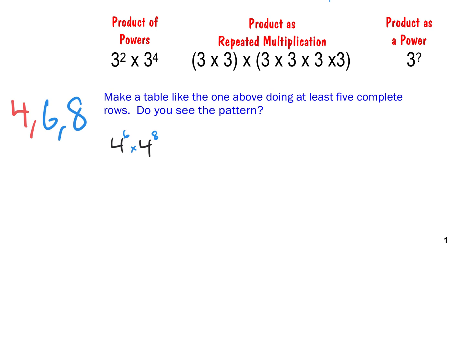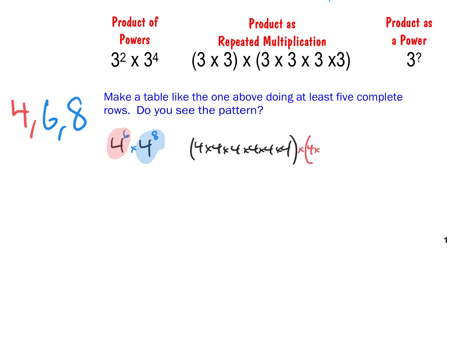In order to make it make a little bit of sense, we're going to take each of the powers, starting with 4 to the exponent 6, and write them all out in expanded form. So 4 to the exponent 6 means 4 times 4 times 4 times 4 times 4 times 4. In other words, 4 multiplied by itself, how many times? 6. Correct. And then we're going to take 4 to the exponent 8 and do the same thing beside it.